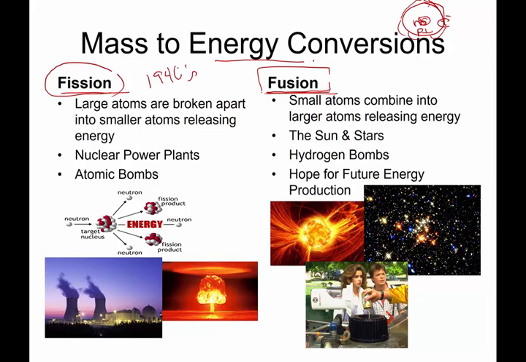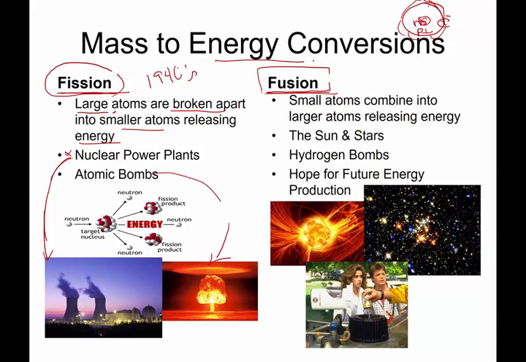Fission involves taking very large atoms, breaking them apart into smaller pieces, and this releases large quantities of energy. Fission reactions are what are used in nuclear power plants that are all over the country, and this is the process that happens to be used in atomic bombs.